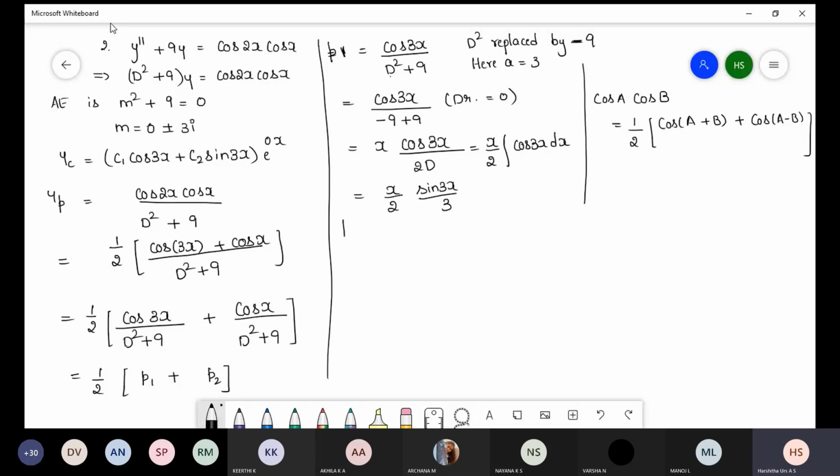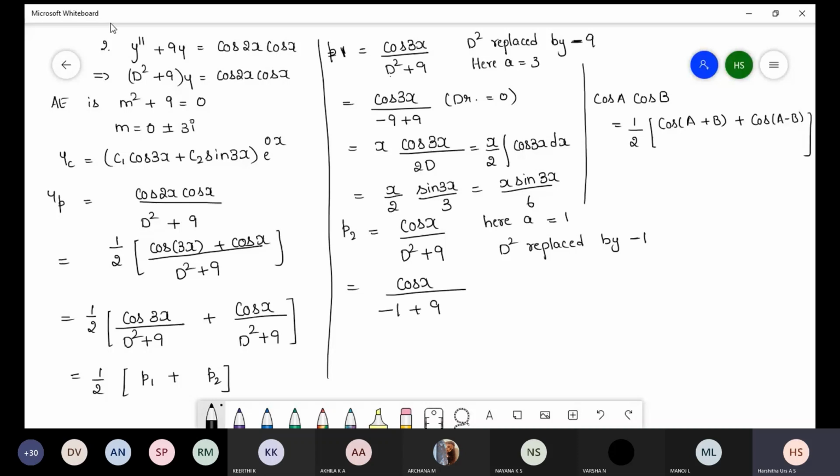Now come back for the next one, P2. Here you can write P1 as x into sin 3x divided by 6. P2 is cos x divided by D square plus 9. Here what is our a value? 1. Yes, a value is 1. So D square is replaced by minus 1 square, which is minus 1. Cos x divided by minus 1 plus 9. So we get cos x divided by 8.